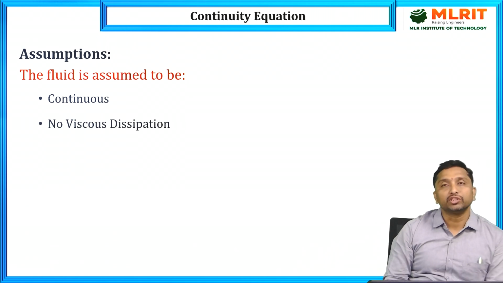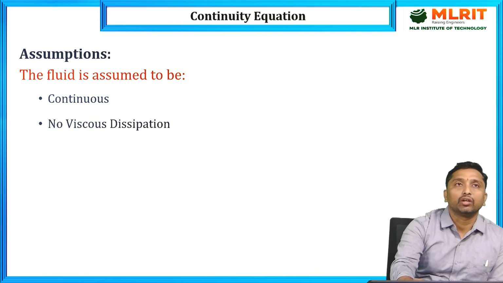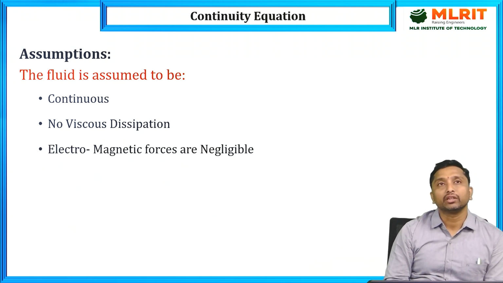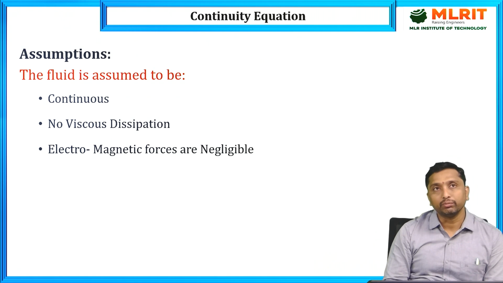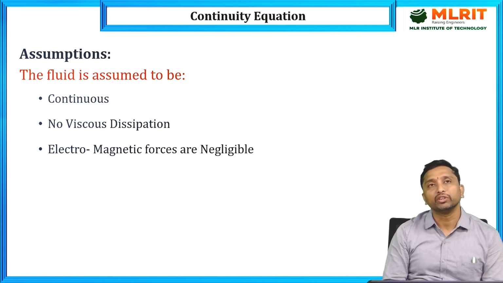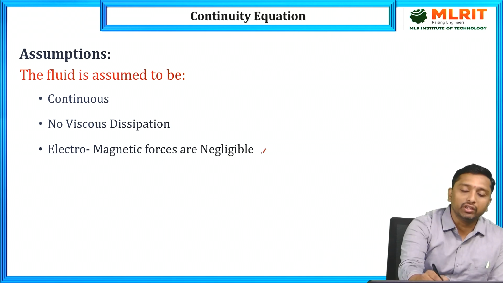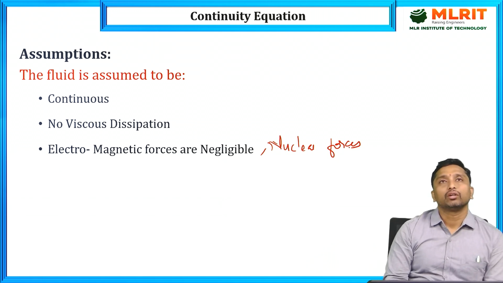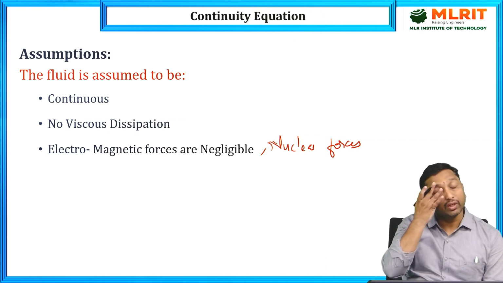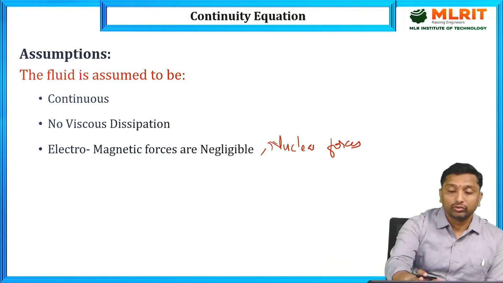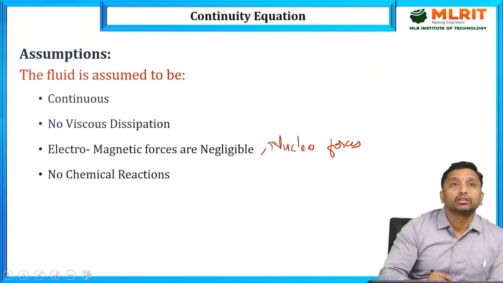Next, no viscous dissipations, so that there are no mass dissipation, mass losses because of viscous effects. Then we are considering electromagnetic forces to be negligible, which helps in avoiding making the equation complex. Here we can consider even nuclear forces. So since it is the basic fundamental equation, we are considering these kind of forces to be negligible, so that we can simplify the cases.